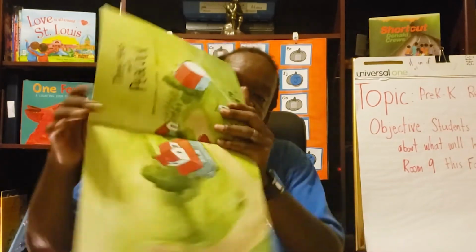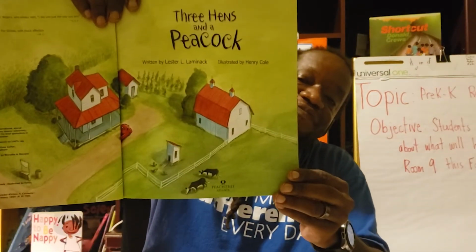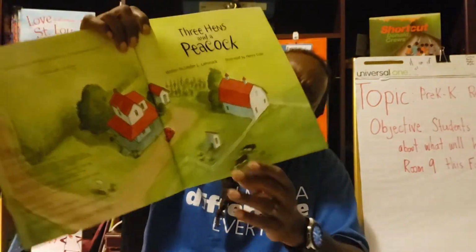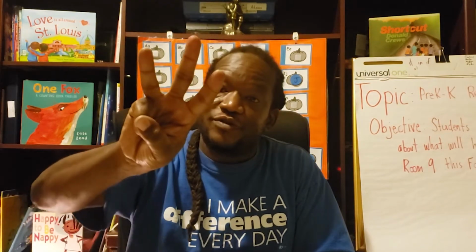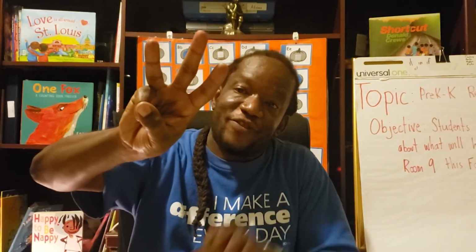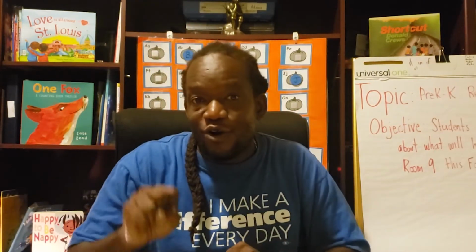Three Hens and a Peacock. How many hens? Show me with your fingers. 3. That's right. 3 plus 0. 3. Or maybe 2 and 1. That's 3. So let's read this to hear what it's about.